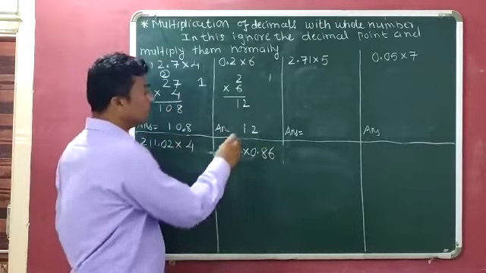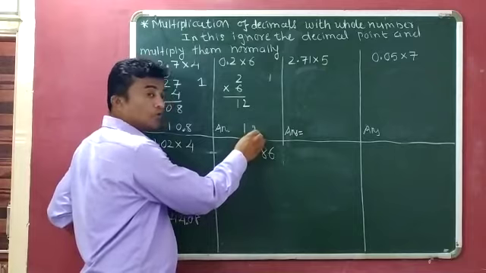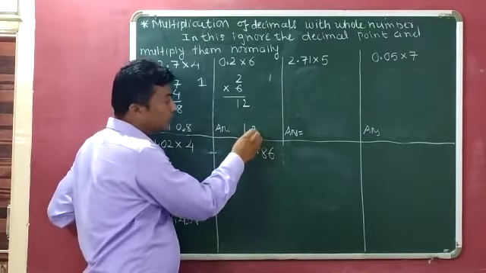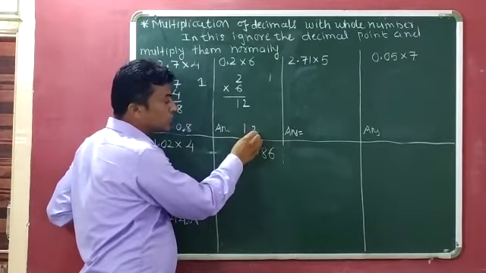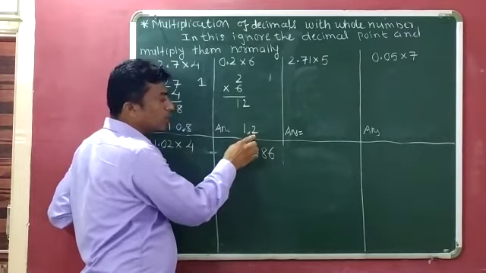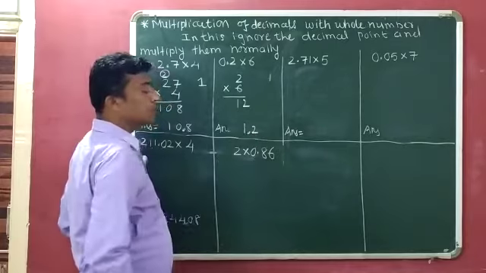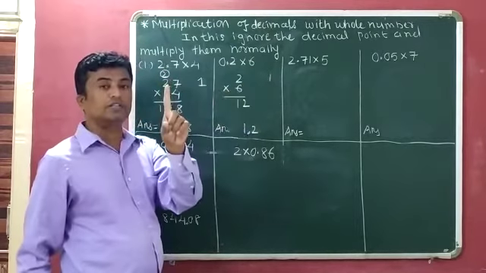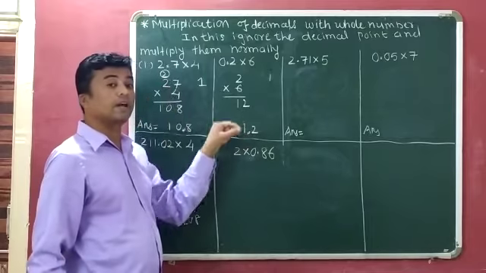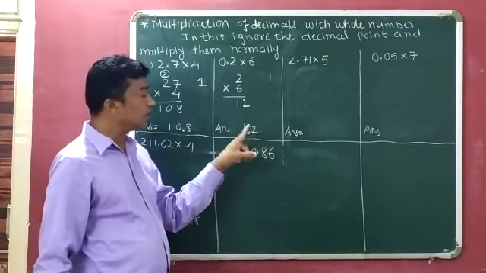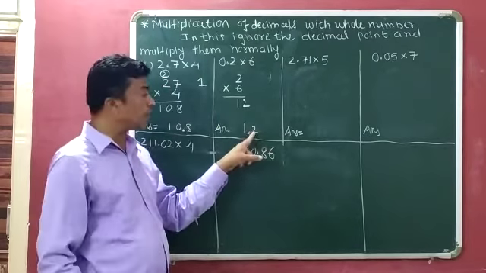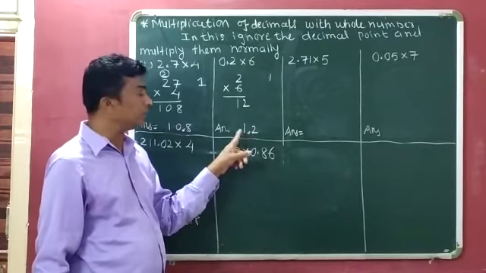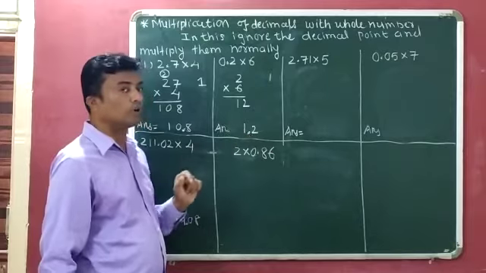So 12. We count one digit from the right hand side, that is 2, and we write the decimal point here. So the final answer is 1.2. Here after the decimal point one digit is available, so we count one digit from the right hand side in the answer and then write the decimal point. So the final answer is 1.2.